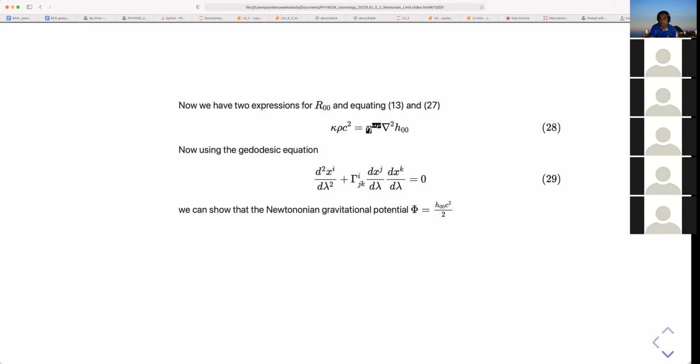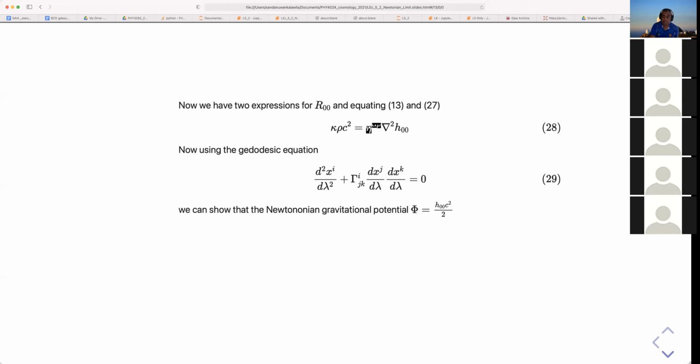I guess here you should not have this eta alpha rho, because we assume that it is minus 1, and that minus term goes away when you equate both terms. So what you have is kappa rho c squared equals grad squared H00. That is what you have by equating the two sides. Now the next question is, in order to get to the Poisson equation for the Newtonian gravity that we derived before, we have to figure out what this H00 is, right?